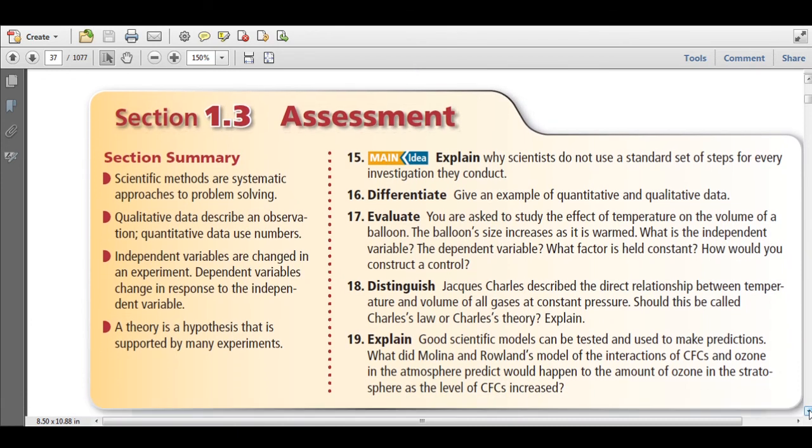A section summary of 1.3 is that: 1. Scientific methods are a systematic approach to problem solving. 2. Qualitative data describes an observation. 3. Quantitative data uses numbers. 4. Independent variables are changed in an experiment. 5. Dependent variables change in response to the independent variable. 6. A theory is a hypothesis that is supported by many experiments.